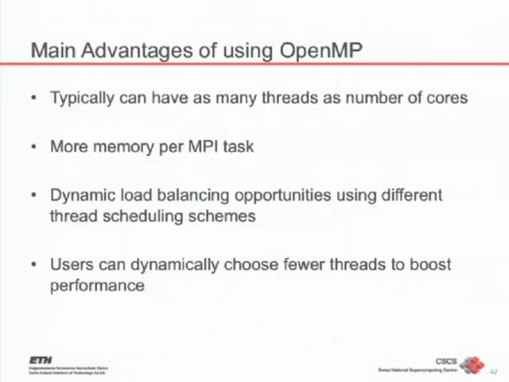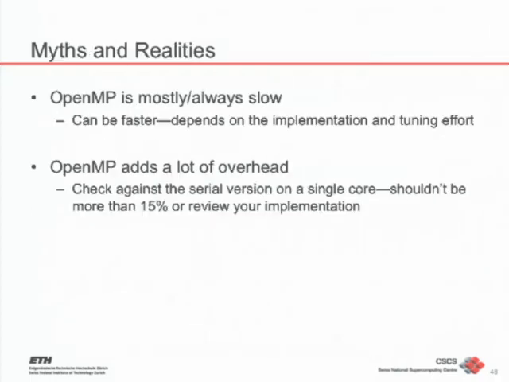Just to reiterate the main advantages of using OpenMP, you know why you want to use OpenMP, I presume. And just to say the myths and realities of this: people who say OpenMP is mostly or always slow, that isn't the case. It can be faster. And we've seen examples where MPI and OpenMP on a small scale can be faster. I would personally say, from having read several papers and from experience, that shouldn't necessarily be the reason you actually go in for this in the first place.